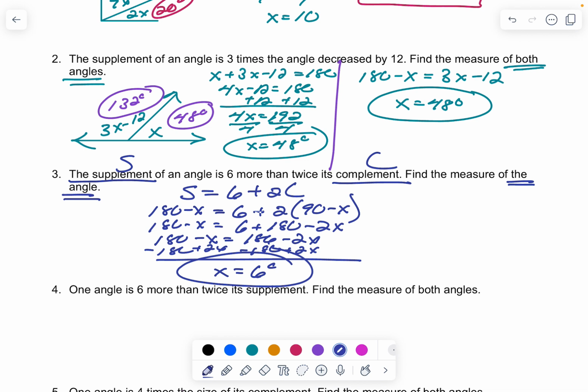So these problems are going to be like the 3 examples we just did. Again, if it's just like the supplement of an angle and the angle, or complement of an angle and an angle, and finding both angles, you have the 2 choices like number 2. But if it's supplement and complement in the same problem and you're only looking for one angle, we're going to have to do it like number 3.